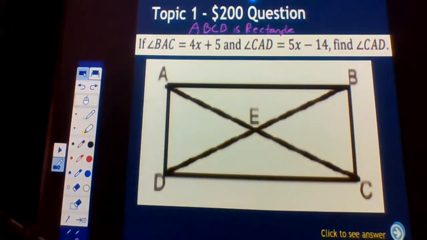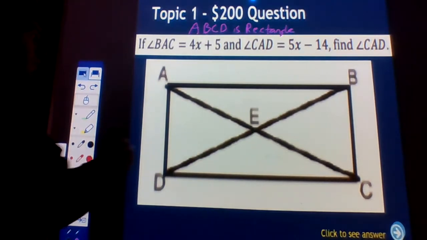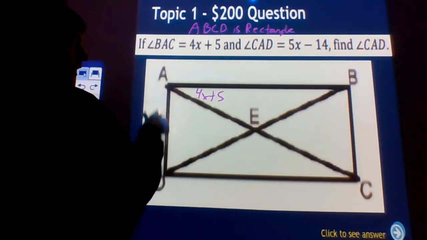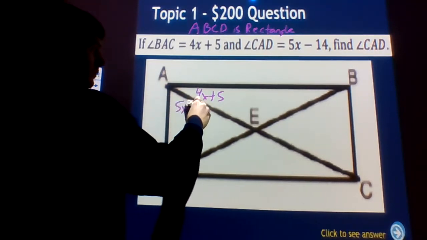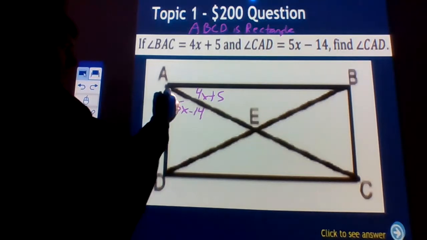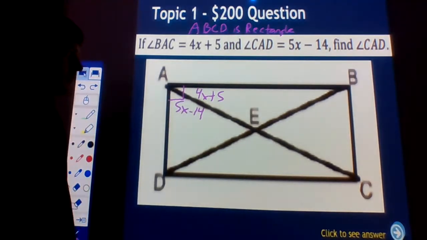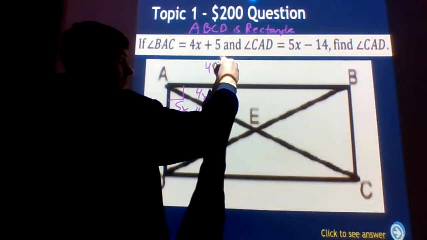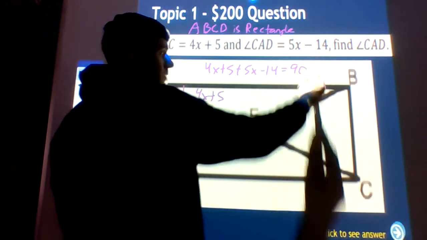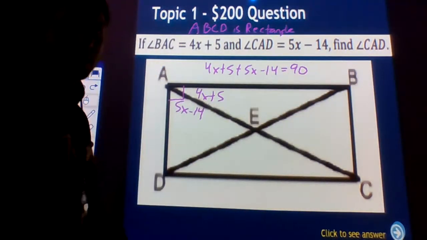Okay, the measure of BAC is 4x plus 5. Measure of CAD is 5x minus 14. We want to find the measure of angle CAD. So if this is a rectangle, we know that this big angle here is a right angle. And we know right angle measure is 90, so we know 4x plus 5 plus 5x minus 14 is going to equal 90. You can just use menu 3-1 in the calculator.